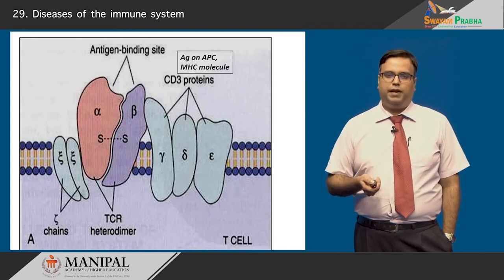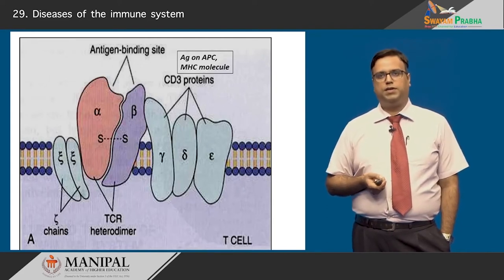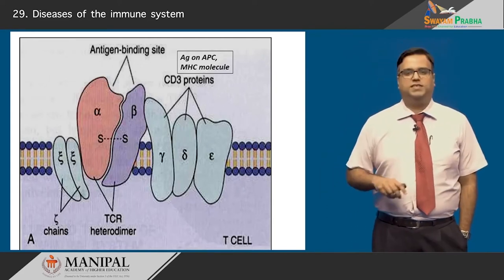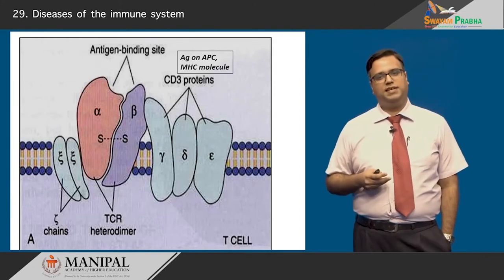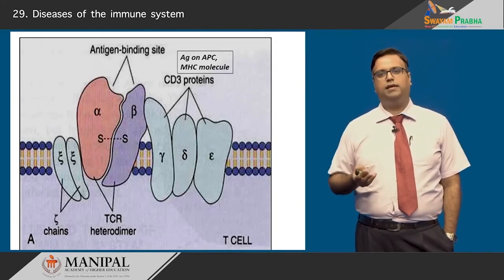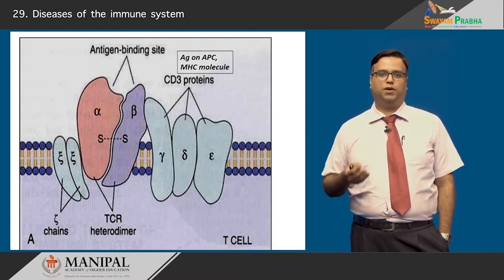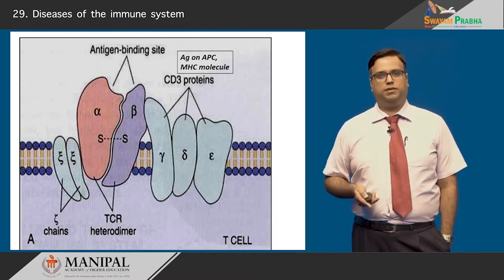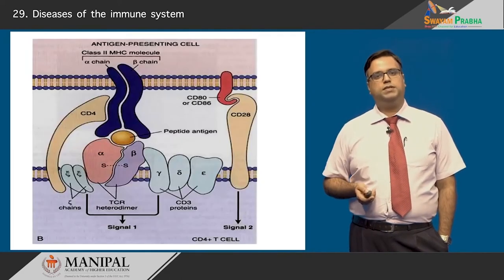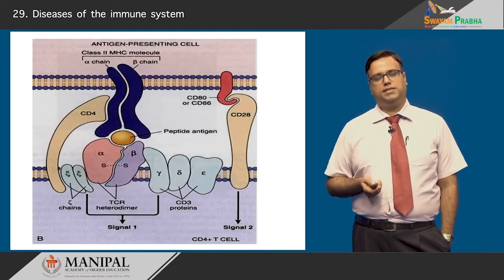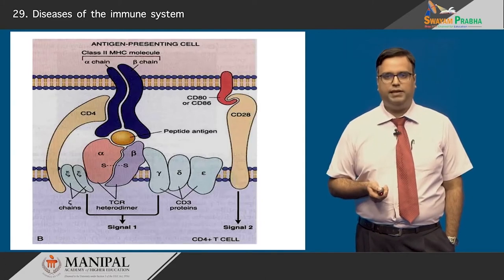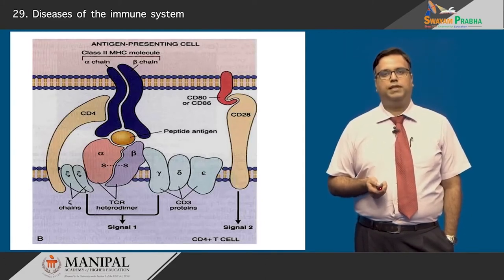Another important component at the far left of your screen is what are called zeta chains. Zeta chains, when combined with these three CD3 proteins and the alpha and beta subunits, form what is called the T cell receptor complex. Now why elaborate on this? This is important because an antigen incident upon the site for its binding is brought in with the help of what is called an antigen presenting cell.